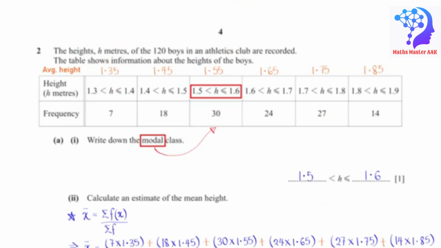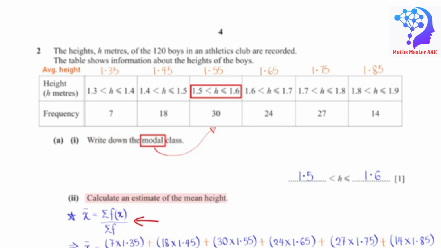The heights, H meters, of the 120 boys in an athletics club are recorded. The table shows information about the heights of the boys. Write down the modal class. The modal class is the class with the highest frequency. The highest frequency is 30, and the class with this frequency is H greater than 1.5 and less than or equal to 1.6.